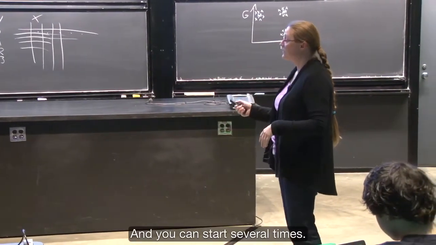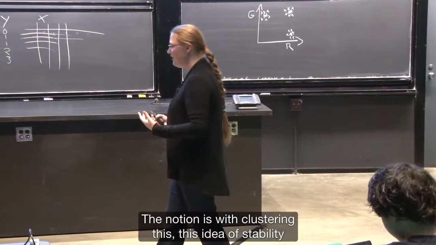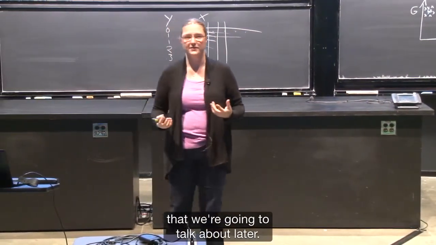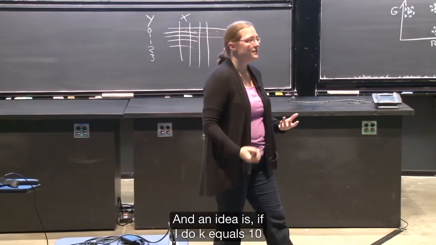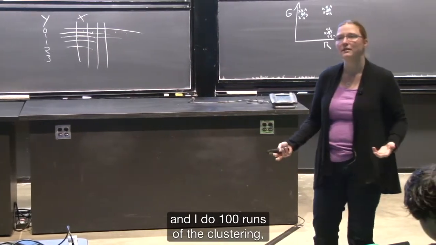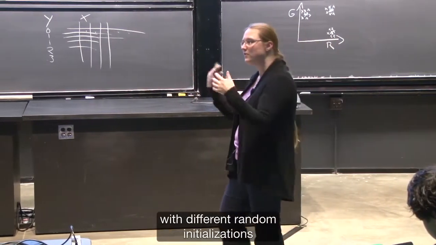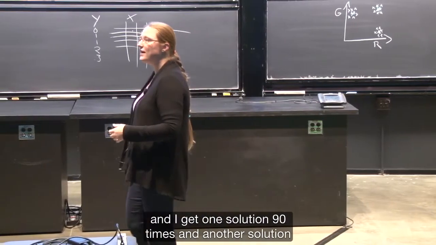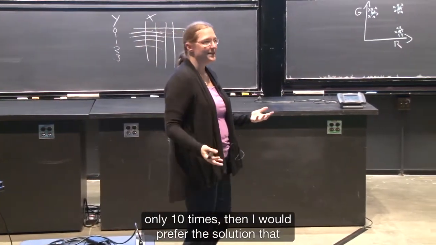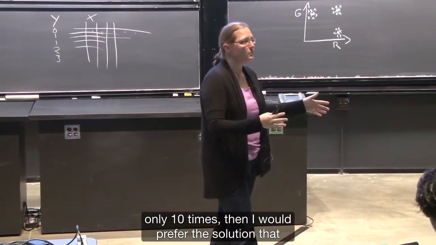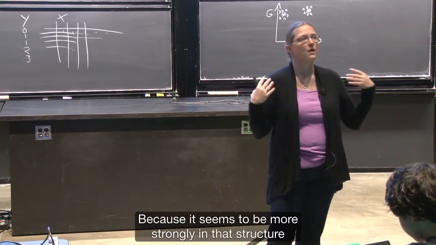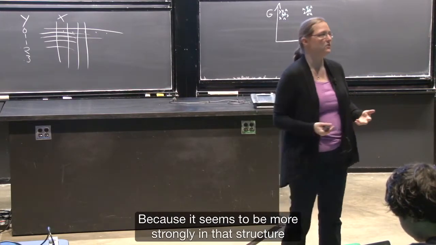And you can start several times. The notion is, with clustering, there's this idea of stability that we're going to talk about later. An idea is if I do k equals 10 and I do 100 runs of the clustering with different random initializations, and I get one solution 90 times and another solution only 10 times, then I would prefer the solution that came up 90 times, because it seems to be more strongly in that structure that we're looking for.